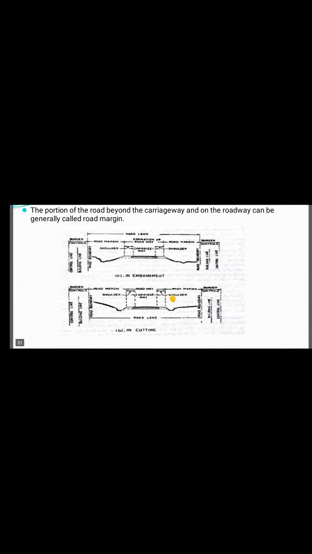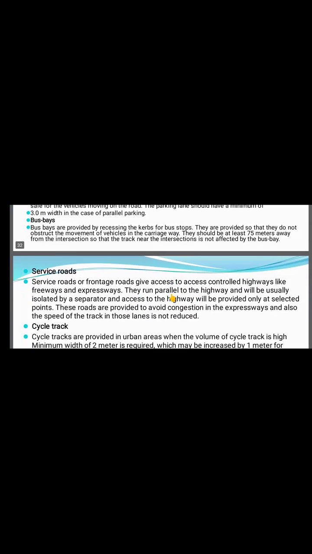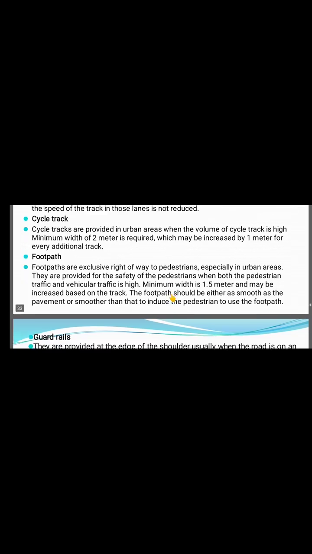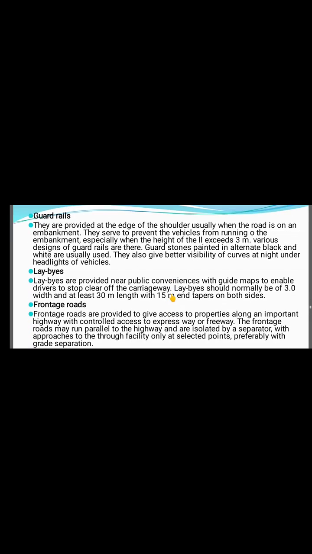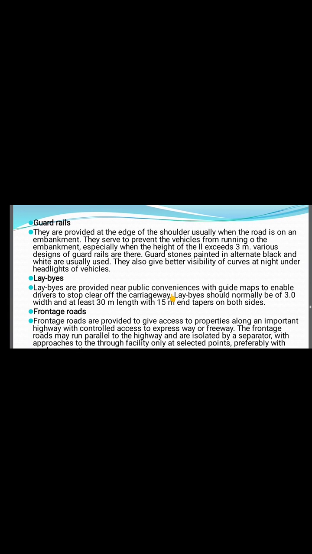Then road margins we have studied: shoulders, parking lane, bus bay, service road, cycle track, footpath, guardrails. Guardrails, are you clear about this? Guardrail means you may have seen them on highways. The function of the guardrails is to prevent the vehicle from moving away from the road. This is a support.